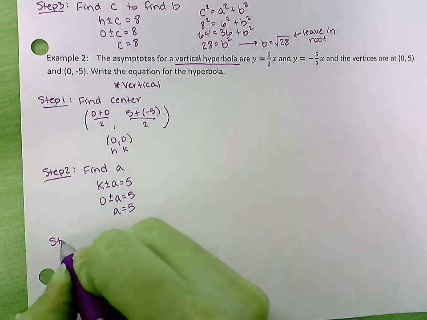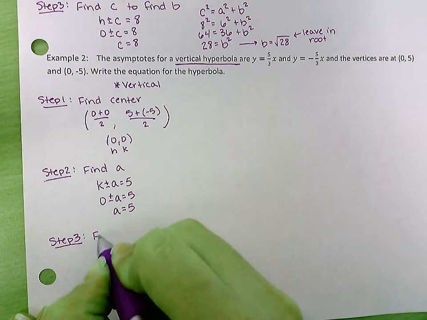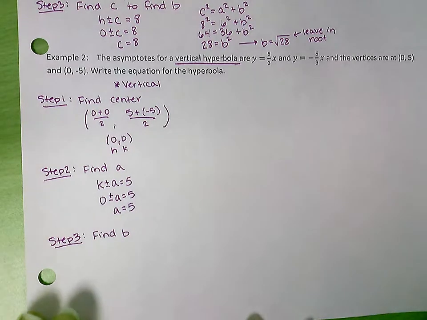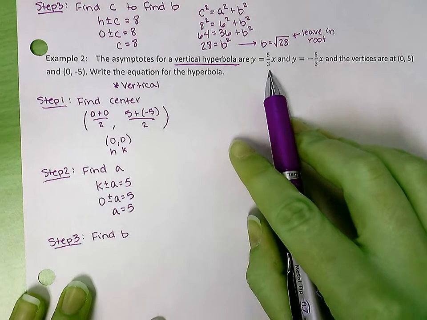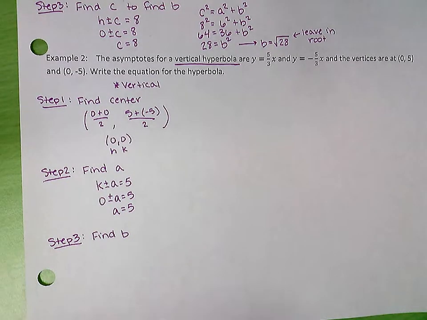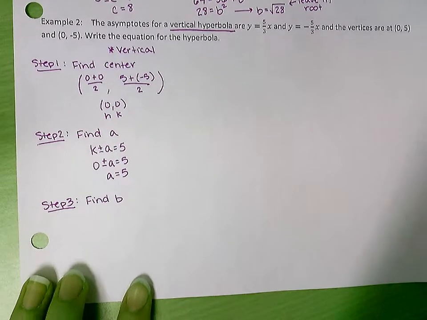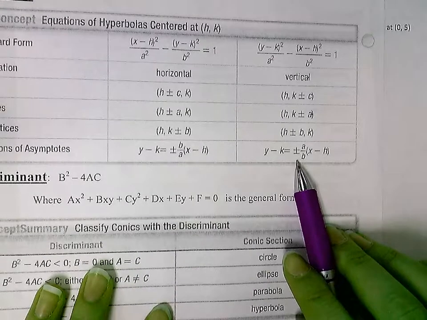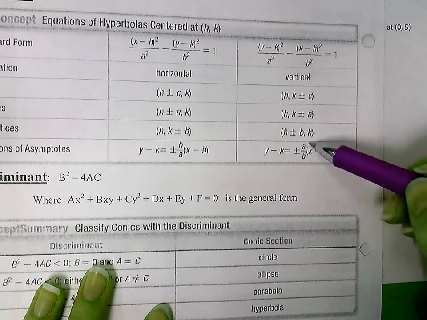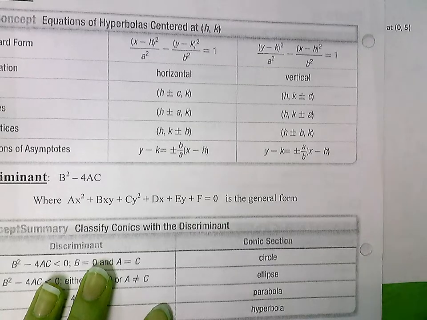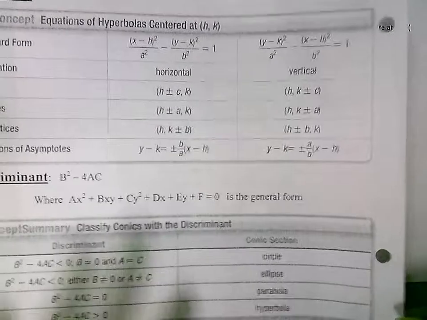Okay, step 3. We're going to find b. Okay, I don't need to find c this time first though. Okay, so to find b, we're going to use our asymptote. Okay, so in my vertical hyperbola, the equation for your asymptote is this one right here. So I'm going to look at this piece. Okay, remember we just look at the slope. So the slope of your asymptote should be plus or minus a over b.